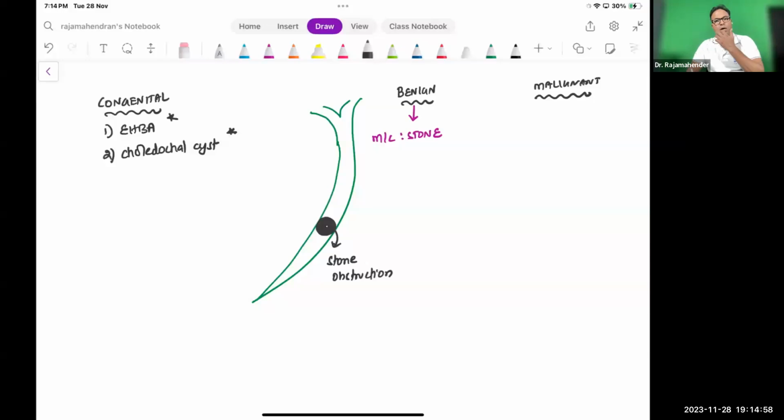Stone obstruction is the commonest cause in benign cases. So the most common cause is stone. Please don't forget, in benign cases, the most common cause is stone. In malignant cases, the most common cause is cancer.